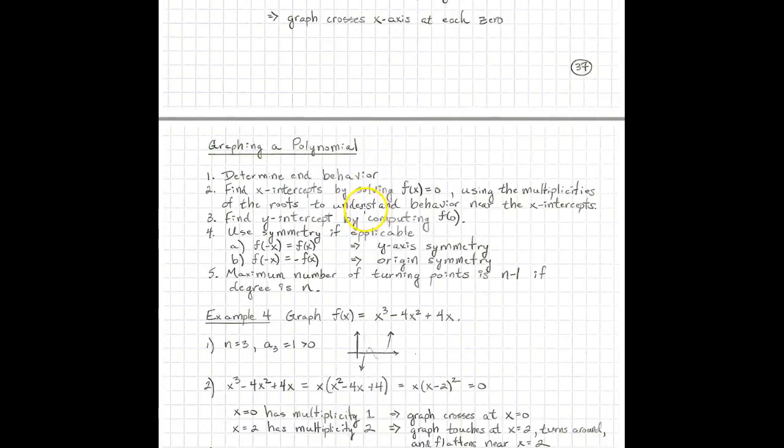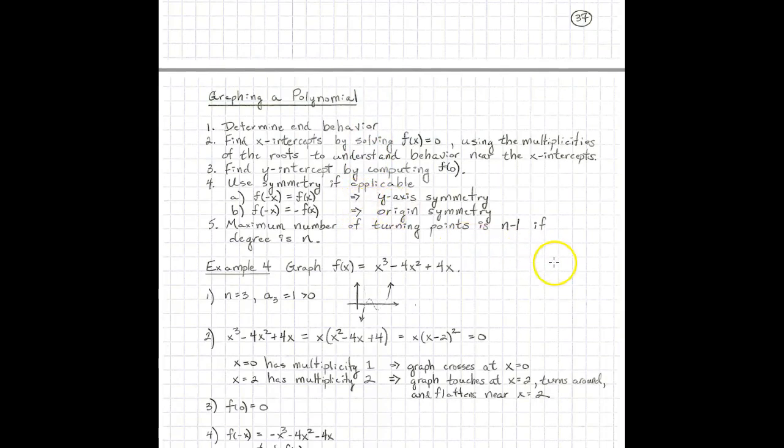All right, so if you want to graph a polynomial, and it's still important, with technology, it's not as important as it used to be, but it's still important that you have an understanding of what a polynomial should look like. It'll help you when you're trying to do calculus and understand what's going on with the functions. So we want to determine end behavior, which we talked about. We want to find the x-intercepts, which is the same thing as finding the roots, so solving f of x equals 0, which is what we've been doing, and use the multiplicities, which we just got, to understand what happens near the x-intercepts.